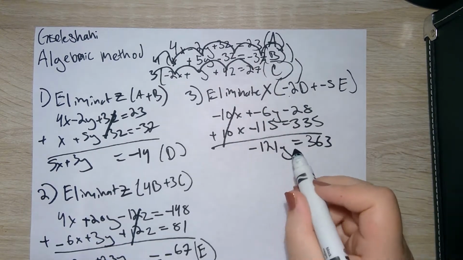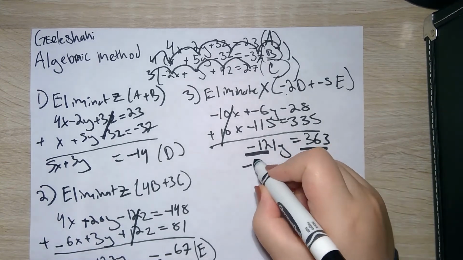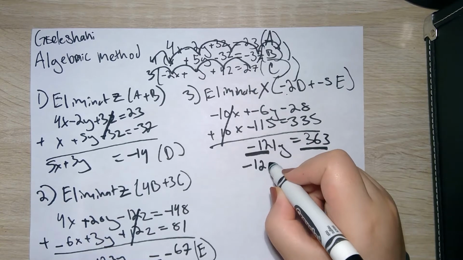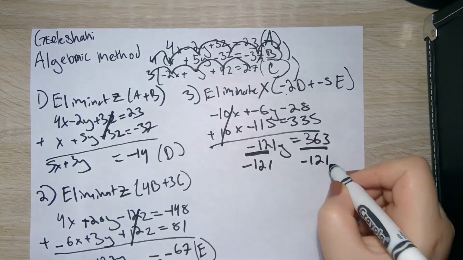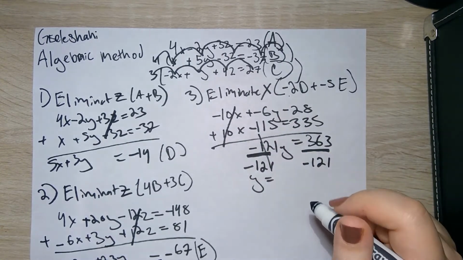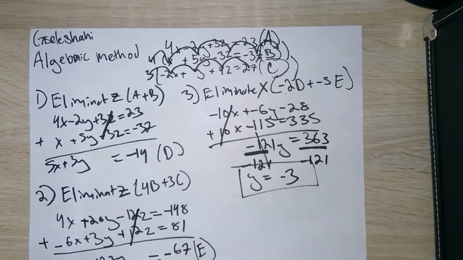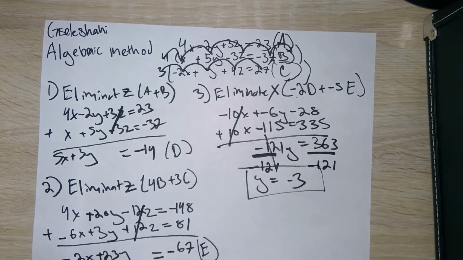Then you have to get the variable alone, so we divide by 121, and y equals -3. So now you have your y, and that's very good. And then we move on to finding the other variables.